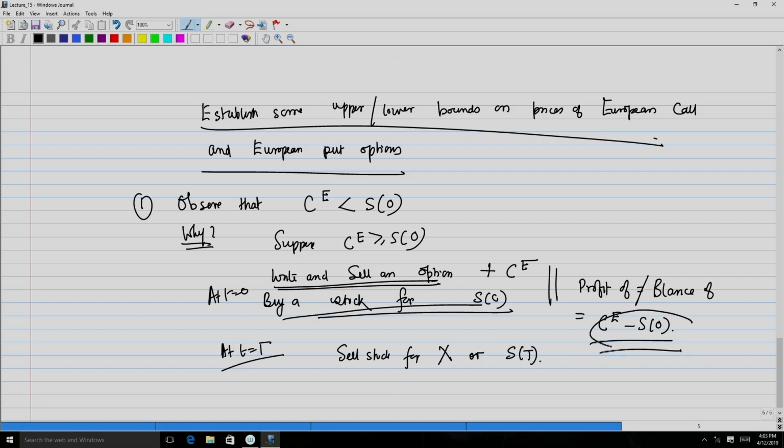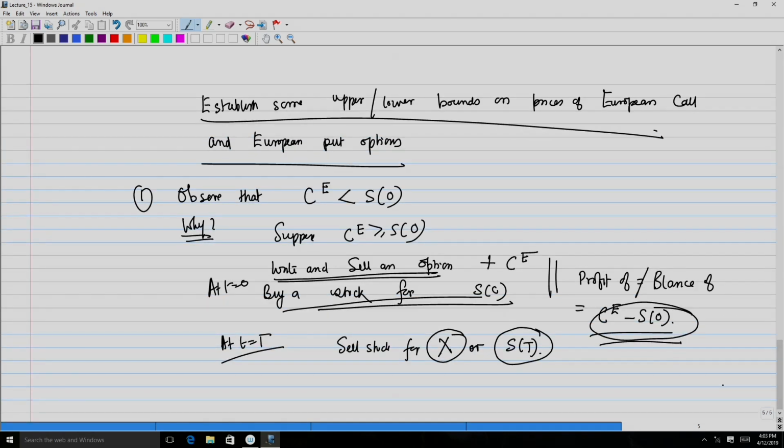So, this means that at time t equal to 0 I am making this profit, and at time t equal to capital T I am making an additional amount of this X or S of T, depending on whether the call option is exercised or not respectively. All right. So, this means that my profit is going to be C e minus S 0. Remember, I have made this profit at time t equal to 0, which I will of course invest. So, at time t equal to capital T, this will grow to an amount of C e minus S 0 into e raised to R t plus the minimum of S of T and X, which is going to be obviously greater than 0.